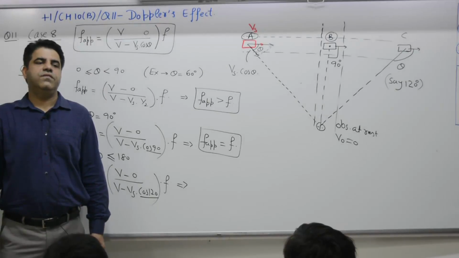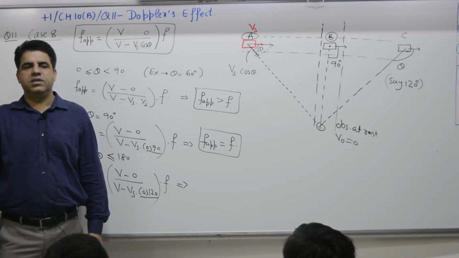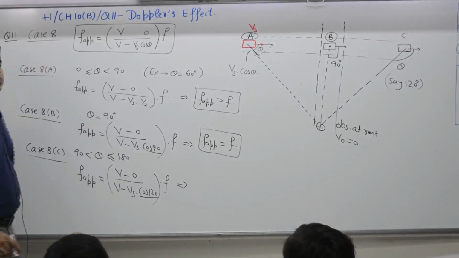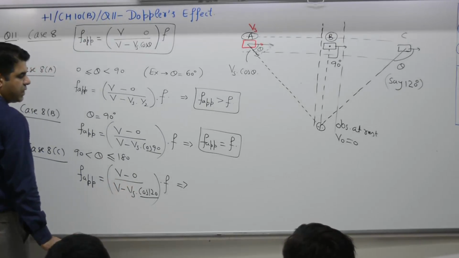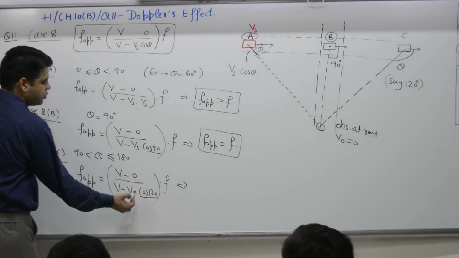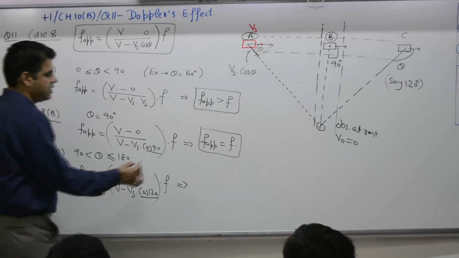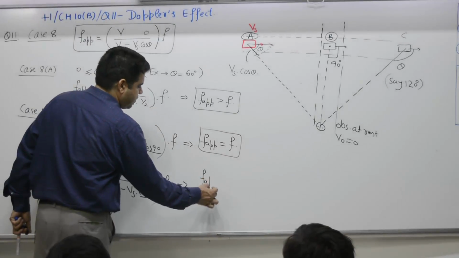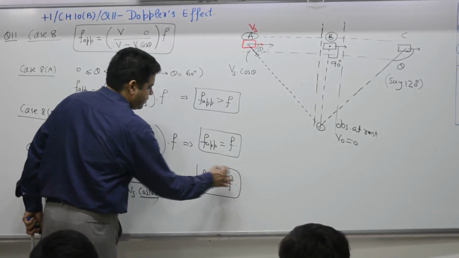Minus. After school to college. Second quadrant. Cos 120 is minus 1 by 2. This minus 1 by 2 and this minus, it is plus. So, this factor is V plus Vs by 2. This total factor is less. That is why apparent frequency is less than actual frequency.